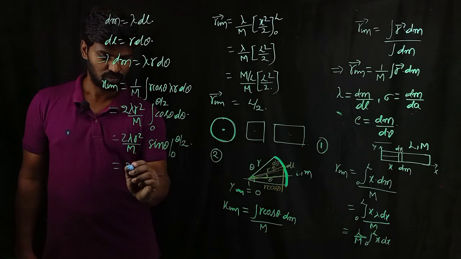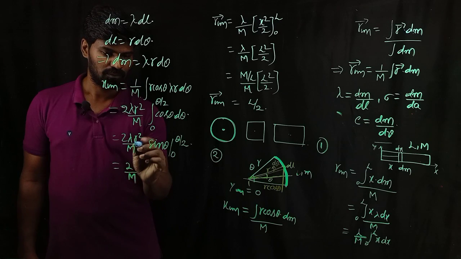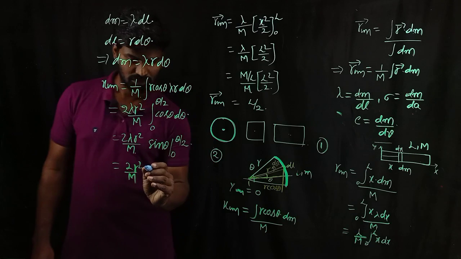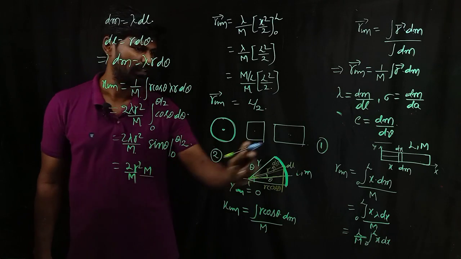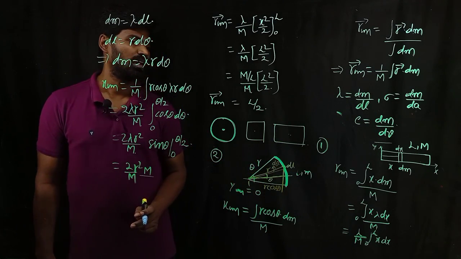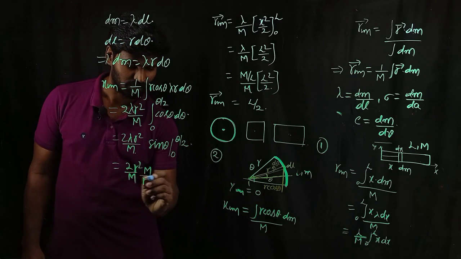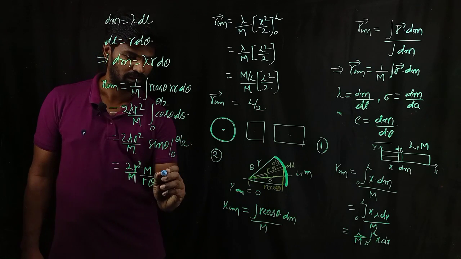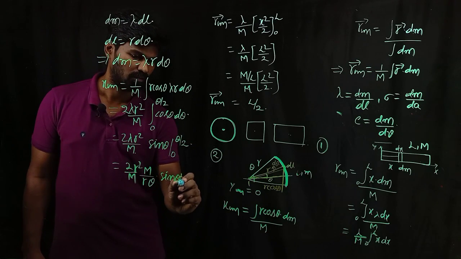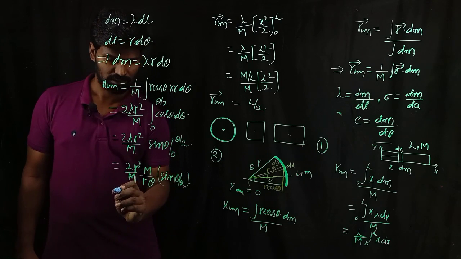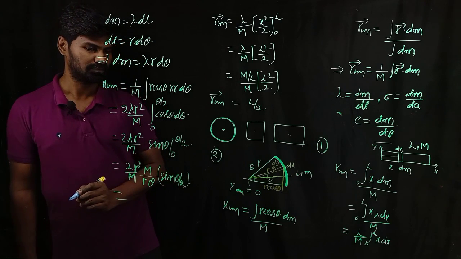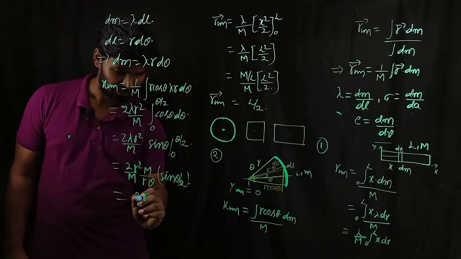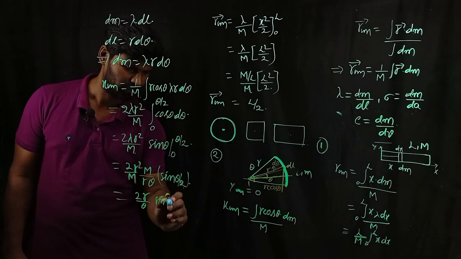That is equal to 2 divided by capital M into r square into lambda. Lambda is mass per unit length, total mass divided by total length of the sector. Length of the sector L is equal to r into the total angle subtended, r theta, into sin theta by 2 when you substitute the upper limit. The lower limit is 0 anyhow. M gets cancelled, r gets cancelled, and you will get 2r divided by theta into sin theta by 2.